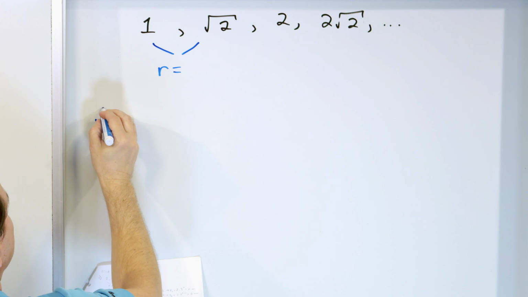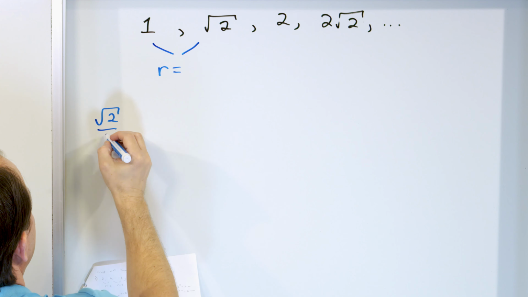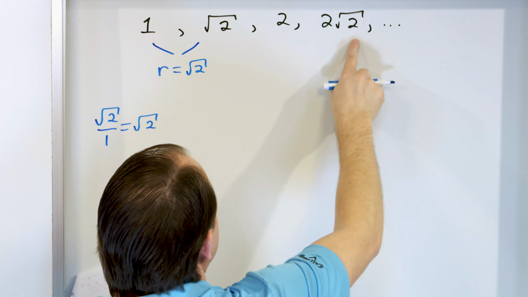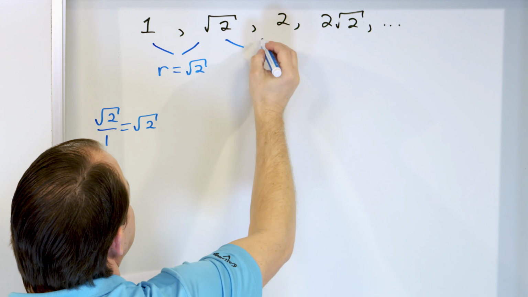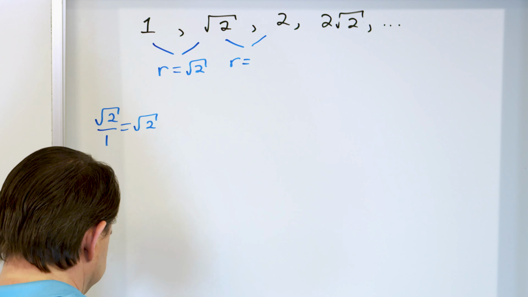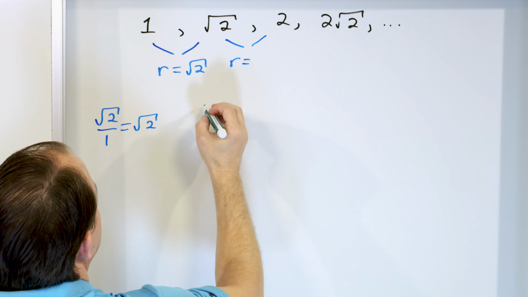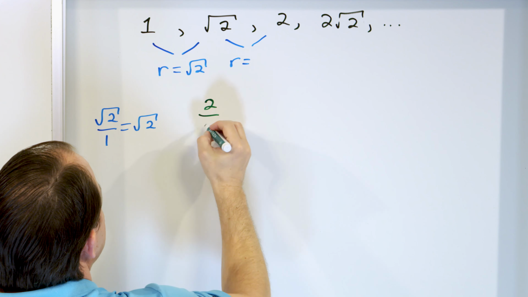So let's go off to the side. Square root of 2, which is the second term, divided by 1, is square root of 2. So this ratio is the square root of 2. Now each of these other ratios better be square root of 2, otherwise this thing is not even a geometric sequence at all. So let's try it. What do we get for the second one? It's 2, this term, divided by square root of 2.